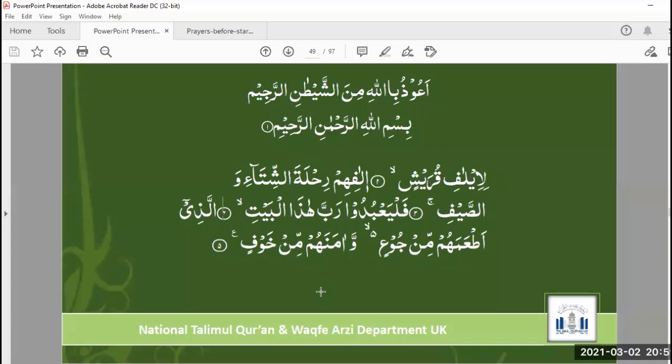Jazakumullah. Okay, for reading. Now I will request Toban sahib if you could please recite once and then inshallah we finish the class. Assalamu alaikum. Yes, you want to read?